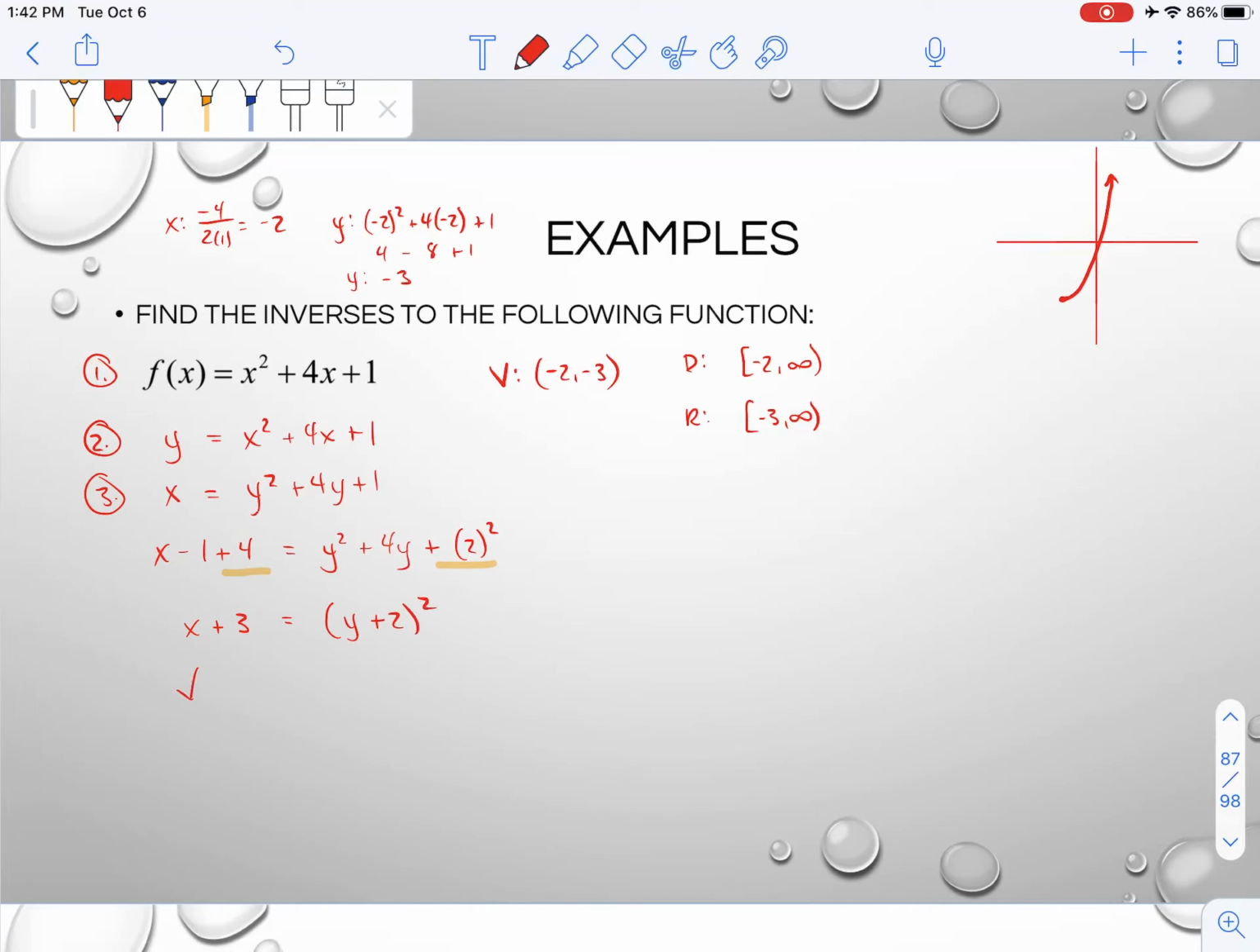I'm going to take a square root of both sides. I'm going to have square root of x plus 3 equals y plus 2. I'm going to solve for y. I'm going to get negative 2 plus square root of x plus 3.